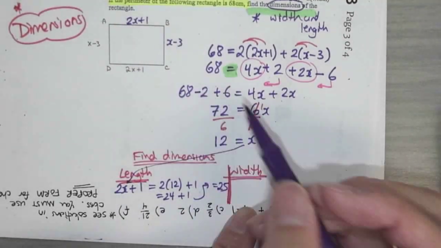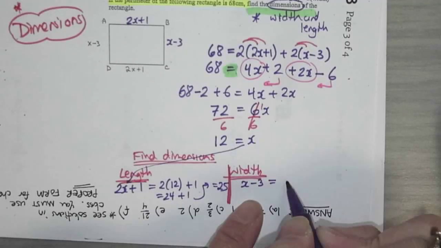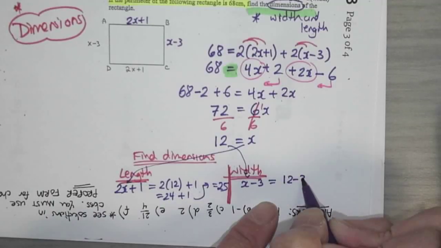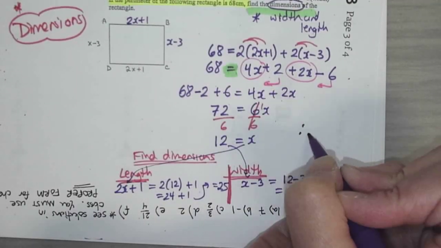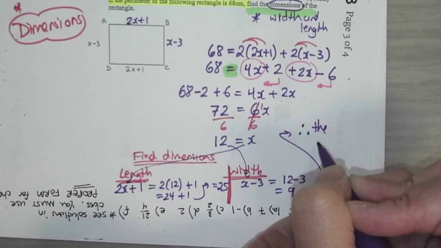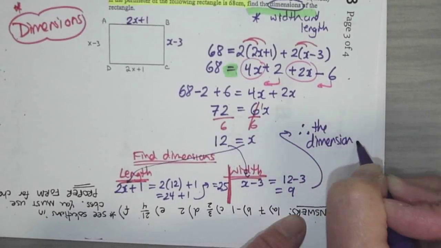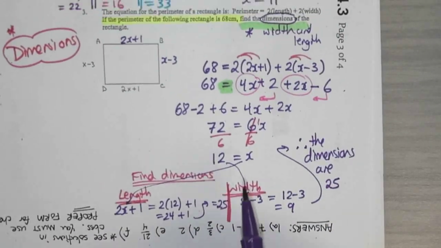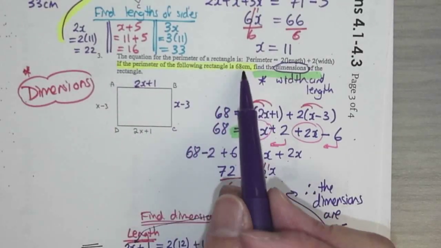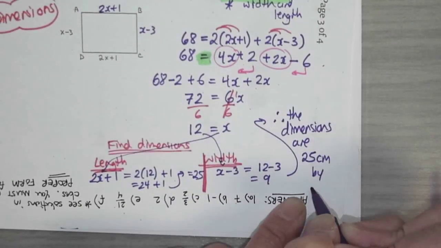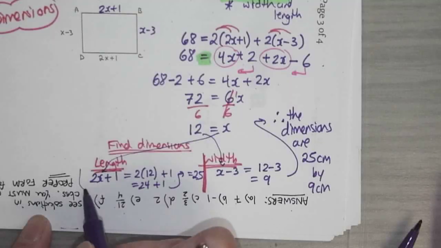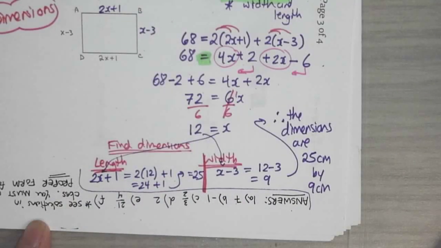Okay, for the next one, I'm going to get x minus 3. So this will be, take the x and you're putting it into here, right? So that'll be 12 minus 3, so 9. So therefore, the dimensions are 25, and go back for the units, otherwise you do lose marks if you don't have the units, centimeters by 9 centimeters, and that's the answer. Excuse this stuff here, these are just the answers for the questions above. Okay, I hope that helped.